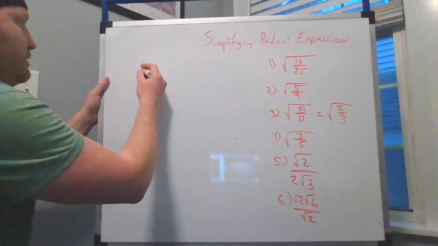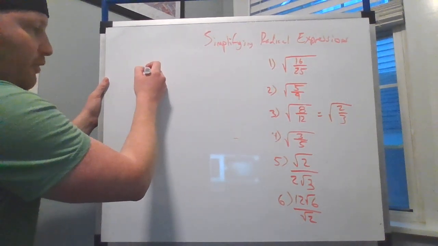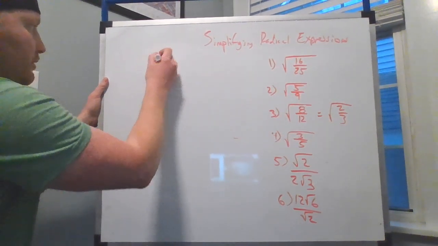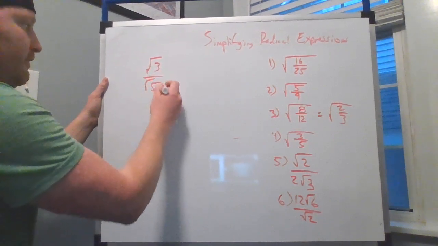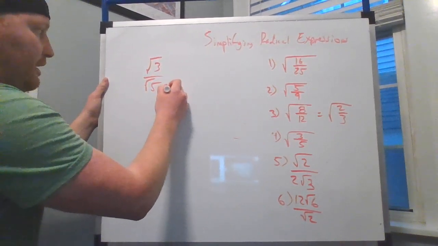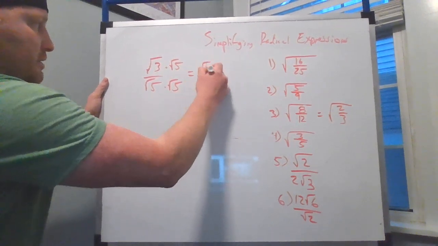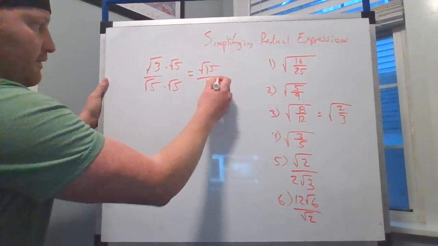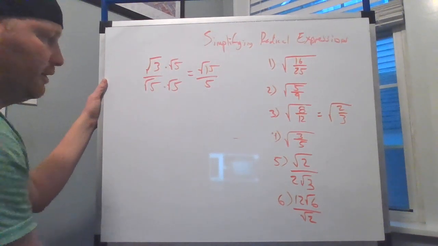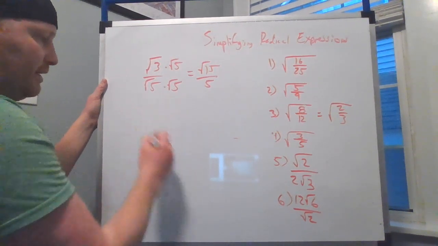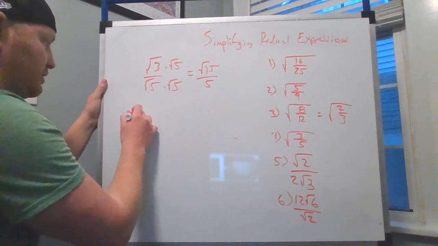Number 4 says radical 3 over radical 5. So radical 3 over radical 5. Remember the rule, you cannot have a radical in the denominator. So I multiply that guy out at both top and bottom. So I'm left with radical 15 over 5. And we are done for number 4. Number 5 is already in radical form, so let's just do the work.